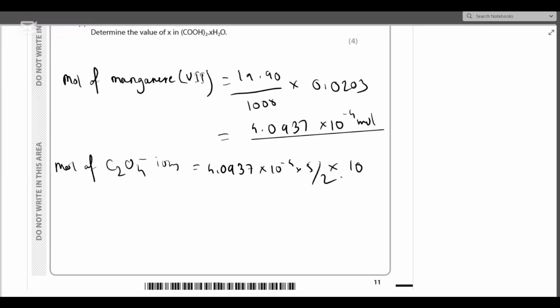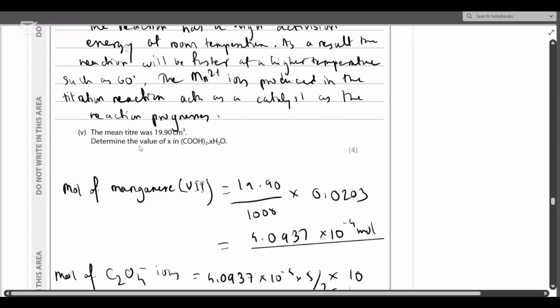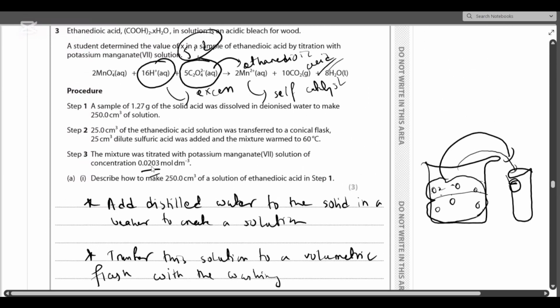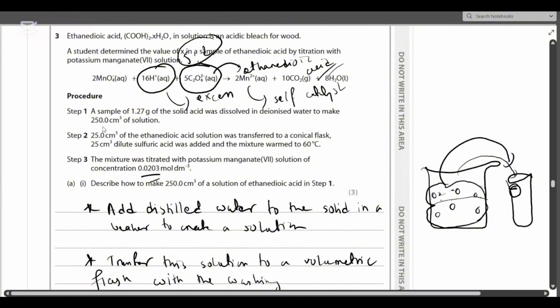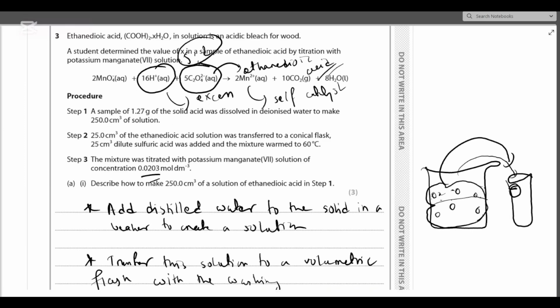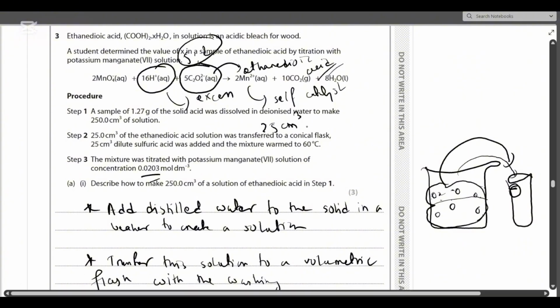Now, why did I give 10? The reason why I gave 10 is that in the first step, you can see very clearly that 250 cm cube of solution was produced by dissolving in deionized water. And how is it possible? It is only possible if you are able to add 25 cm cube of ethane dioic acid solution 10 times of it, right? So if you make it 10 times, you'll be able to get the 250 cm cube solution of ethane dioic acid, which we have created down here.